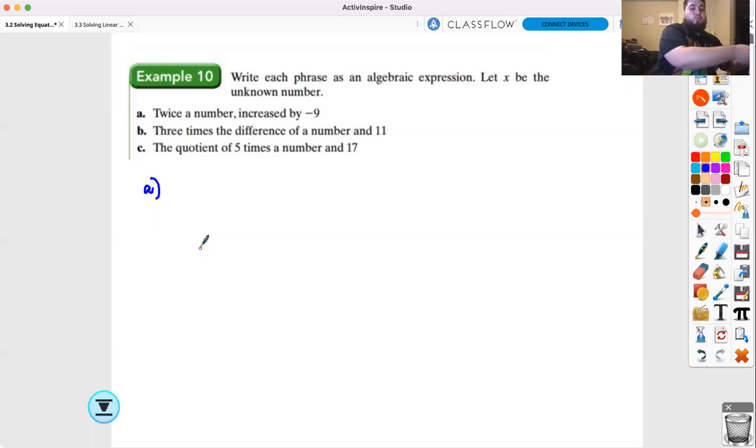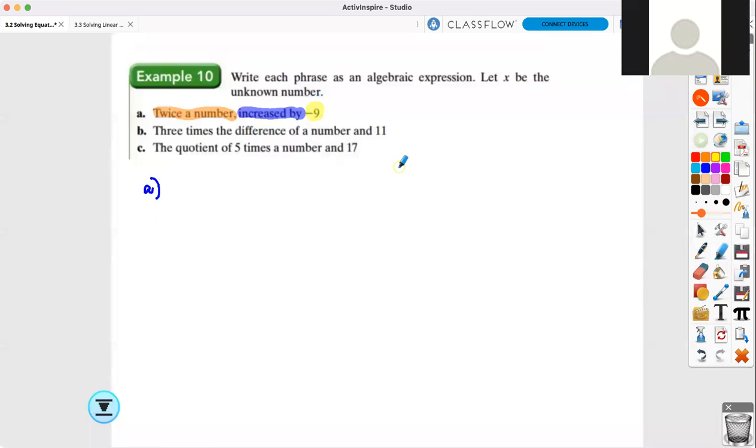A, read it over. Twice a number, comma, increased by -9. So we can say that twice a number and then that comma is being grouped. The comma separates things. So this is a different part of the expression, and this is gonna be a different part. And this is what's happening at the end after that part, okay? So let's talk about the first part. Twice a number. When we twice any number, that's just multiplying by 2, right? So 2x. 2x, yeah, exactly, 2x.